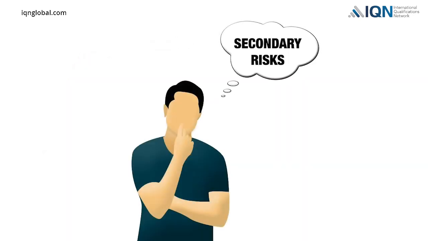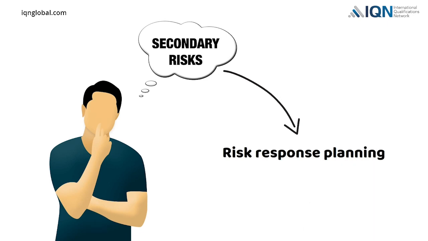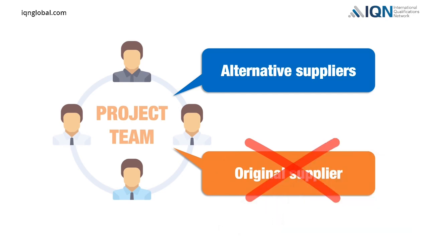The discovery of secondary risks would require additional risk response planning by the project team. For example, the team might consider alternative suppliers to complete the said activity if the original supplier goes out of business.